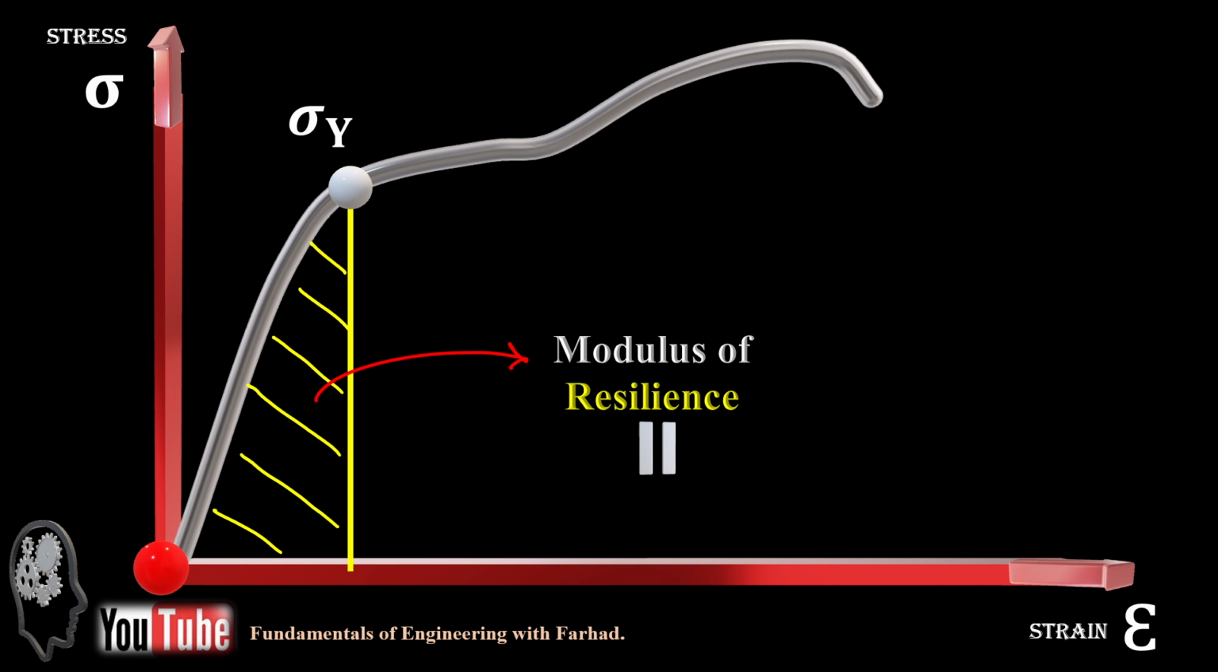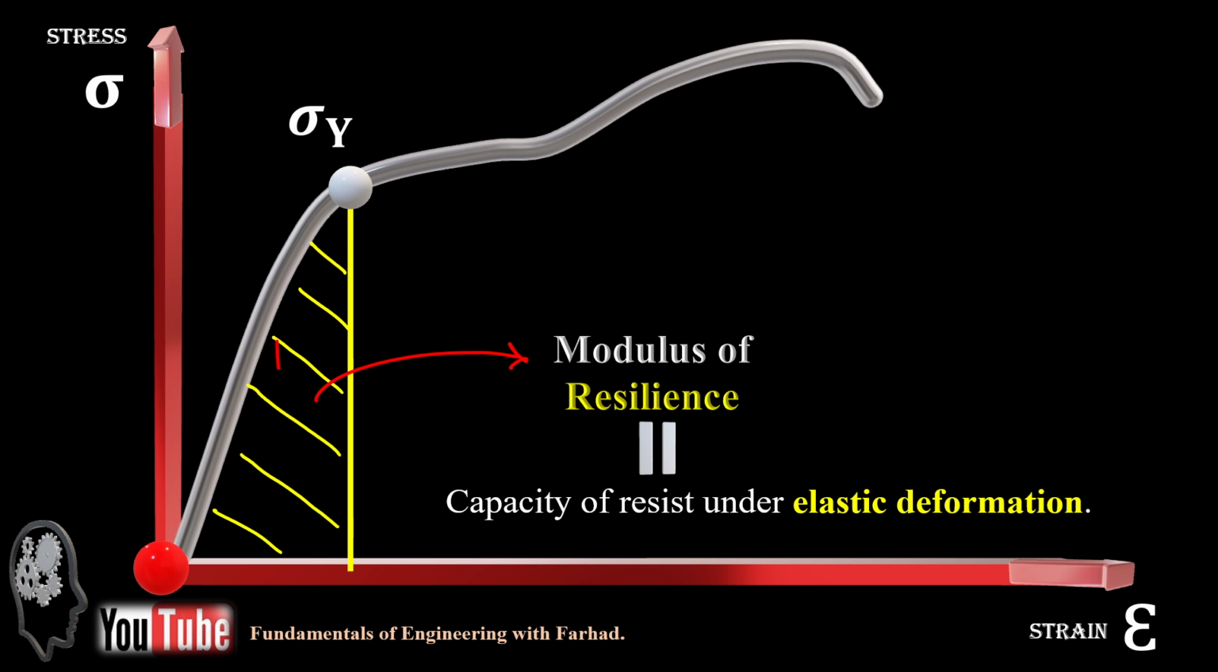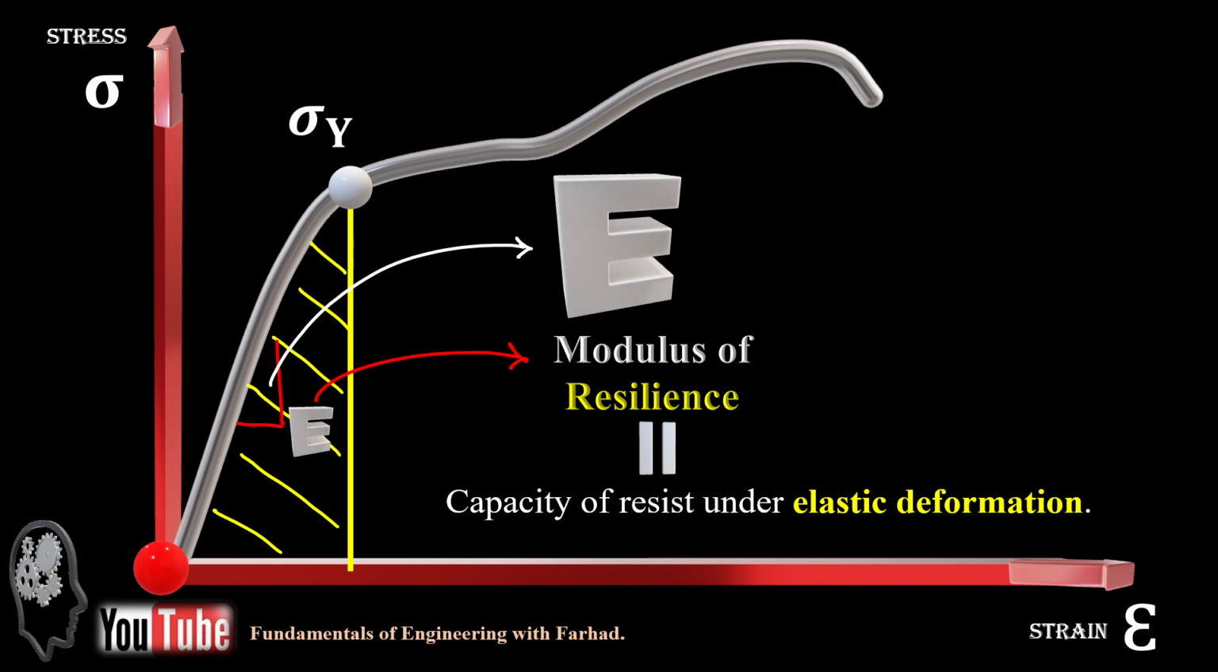And modulus of resilience just means the capacity of a material to resist under elastic deformation. You're definitely familiar with the slope of this part, rise over run of this area, which is called modulus of elasticity, and we show it by capital E, or Young's modulus of a material.